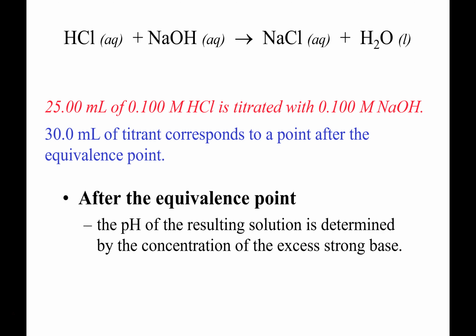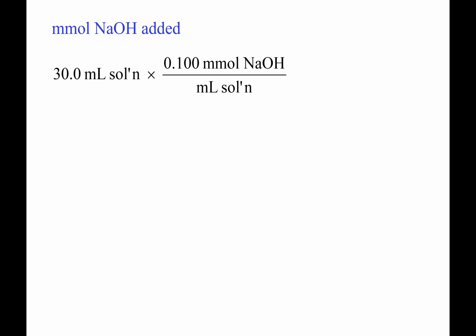All right. So it's just driven by OH minus that didn't have any HCl to react with. At that point in the titration, we can calculate the millimoles of NaOH this way. We had 30.0 milliliters of NaOH times the molarity of NaOH, 0.100 millimoles of NaOH per milliliter of solution. We can move the decimal place over 1. That gives you 3.00 millimoles of NaOH.